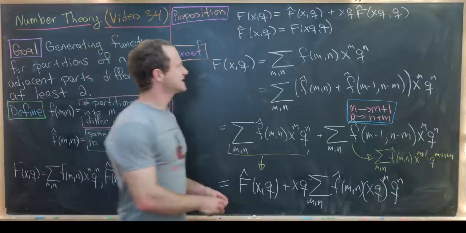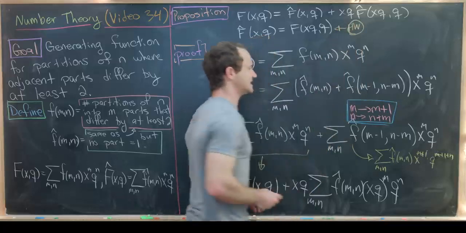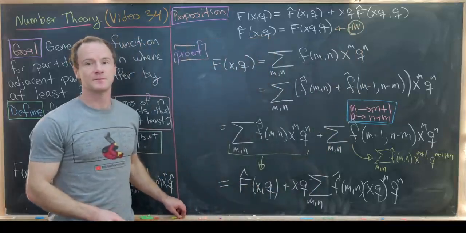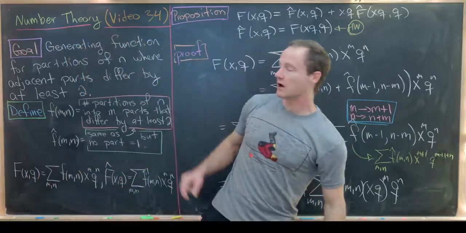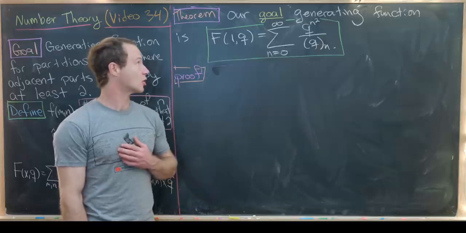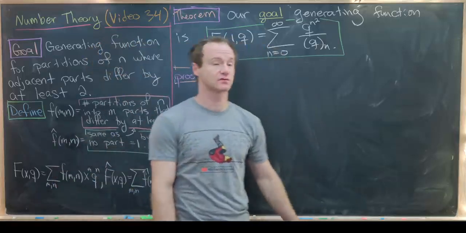And then maybe this second one is a nice one that could be left as a little bit of a homework exercise. It follows pretty similarly. Okay, so now we've got everything in place to achieve our goal. Now we're ready to prove our goal, and that is the generating function for partitions with this restriction.